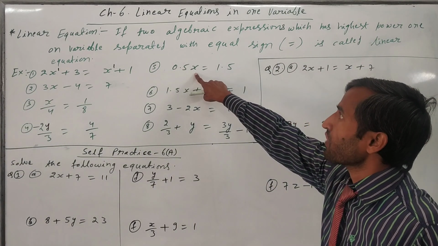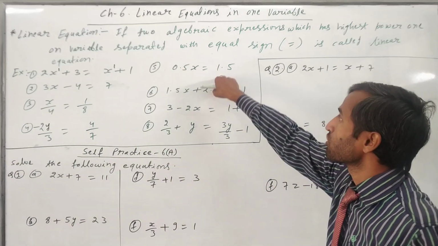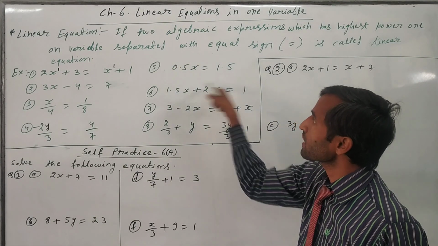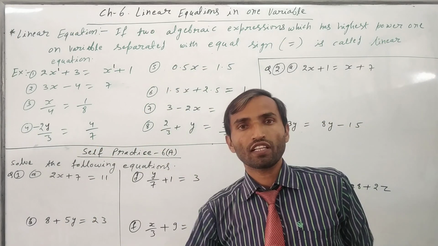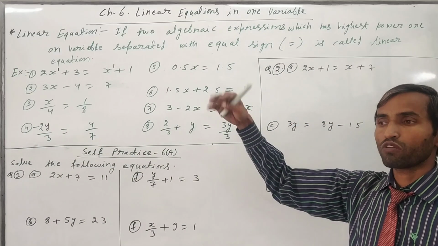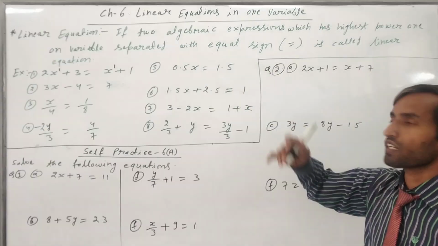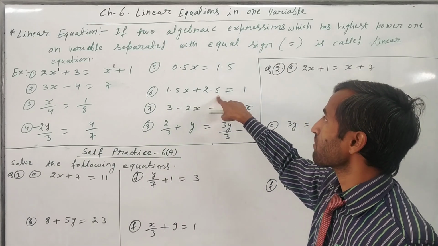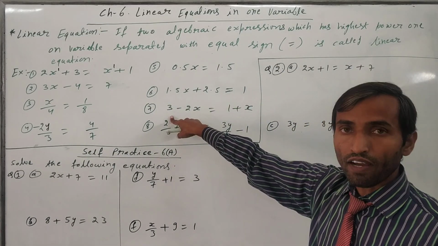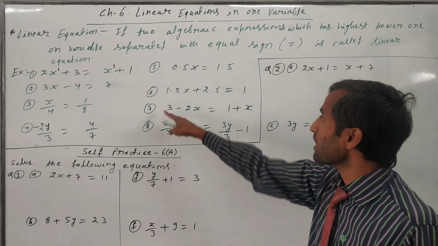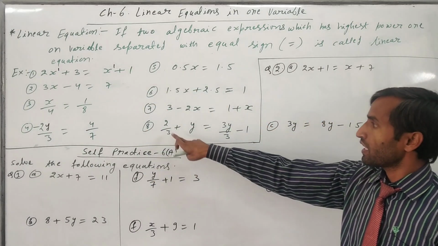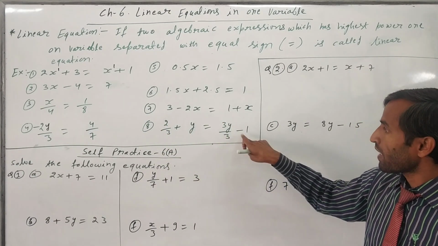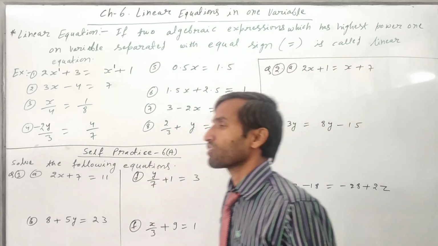Now 0.5x is equal to 1.5. This one is in decimal and this one is also in decimal, so this is also a linear equation. Sometimes the coefficient will be decimal also, and the constant will be a decimal, rational number or fraction. In the sixth example, see 1.5x plus 2.5 is equal to 1, and next 3 minus 2x is equal to 1 plus x. These are examples of linear equations. And here, 2 upon 3 plus y is equal to 3 upon 3 minus 1. These are also linear equations.